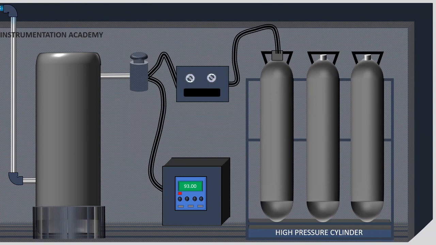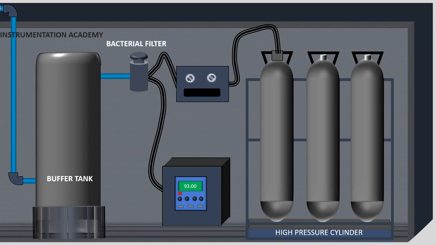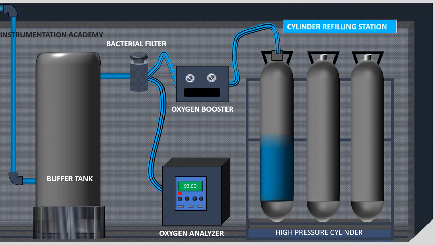The oxygen produced by the generator is stored in a buffer tank. From the buffer tank, oxygen is taken to the user end through a bacterial filter. An oxygen analyzer is used to check the purity of this produced oxygen. An oxygen booster is used to increase the pressure of the oxygen to meet various requirements of the terminal user, and this oxygen booster is connected to the cylinder refilling station where oxygen cylinders are refilled.